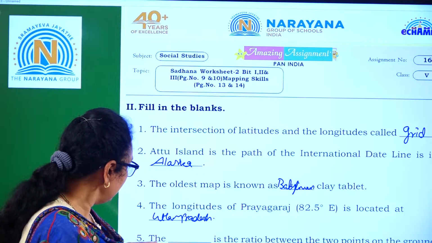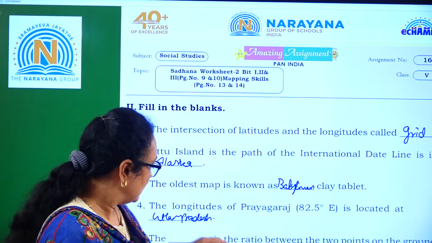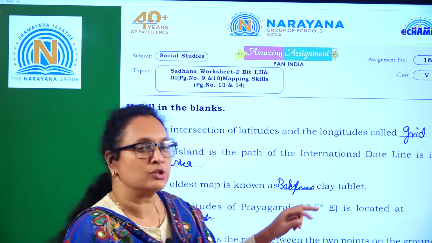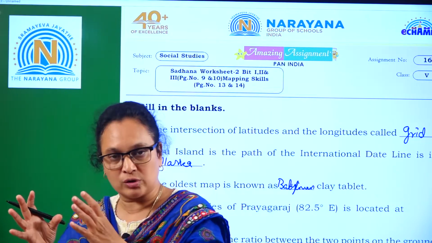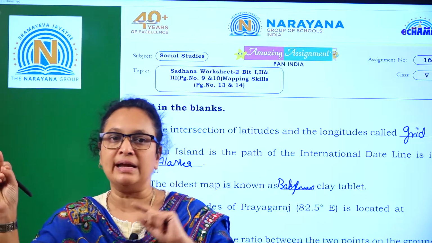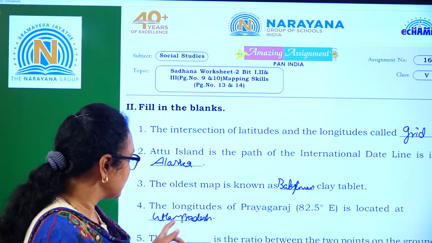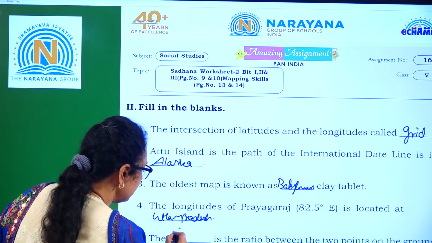Now coming to the last one, the dash is the ratio between 2 points on the ground. This is nothing but a scale. Whatever you measure on the scale, it is the ratio between point A and point B. So the answer for this is scale. The scale is the ratio between 2 points on the ground.